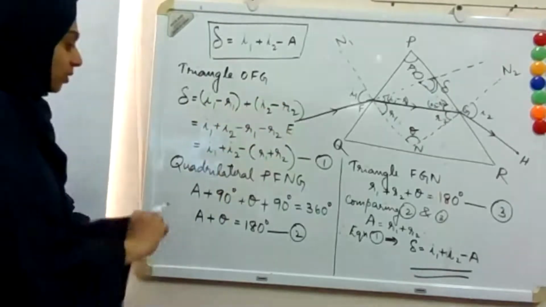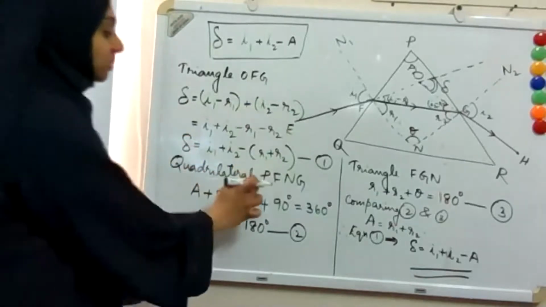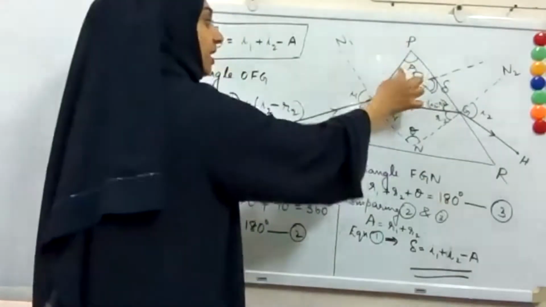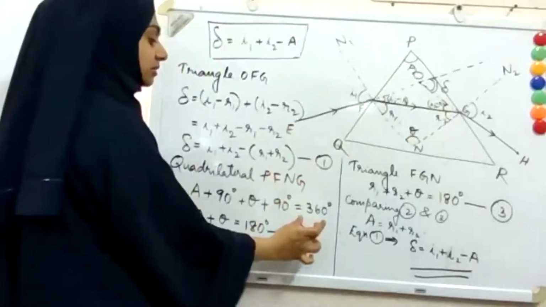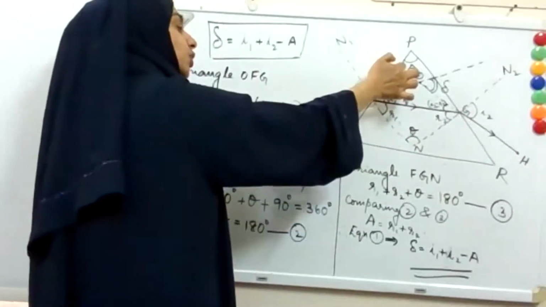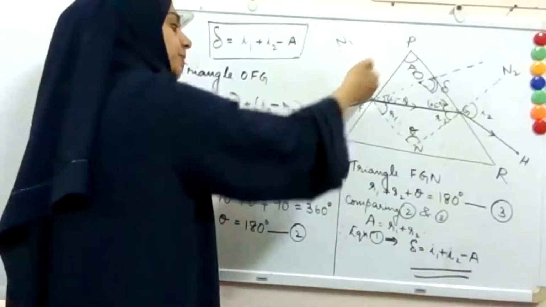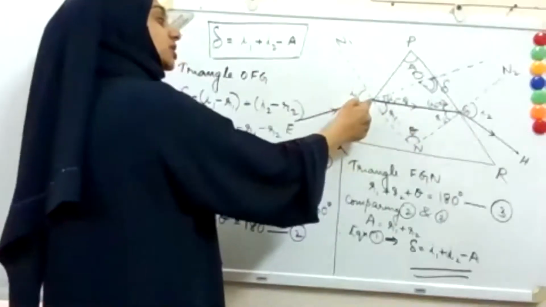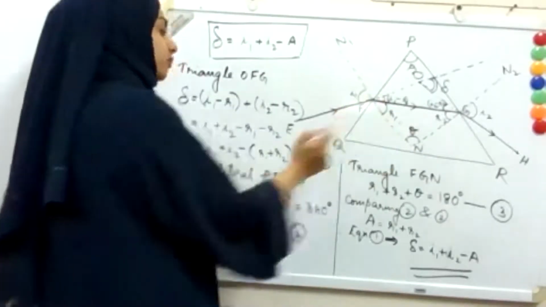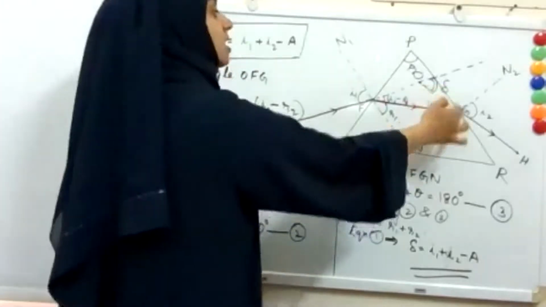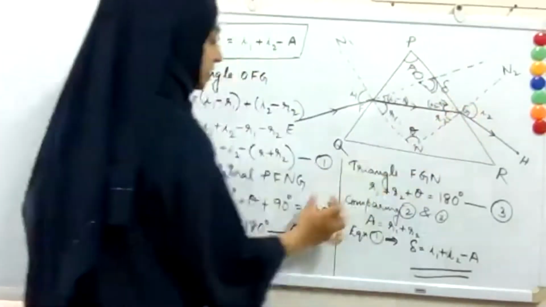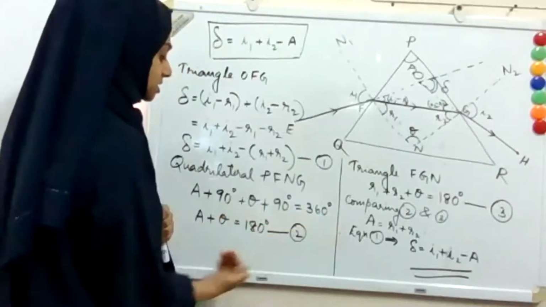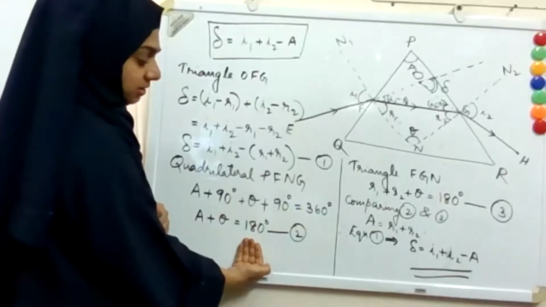Now, we consider the quadrilateral PFNG. And the sum of all the angles in a quadrilateral is 360 degree. So, angle A plus PQ and N1N, they are perpendicular to each other. They meet at F. So PFN will be 90 degree plus theta. Similarly, PGN will be 90 degree. So sum of them is 360. 90 and 90, if we take to other side, we will get A plus theta as 180 degree.